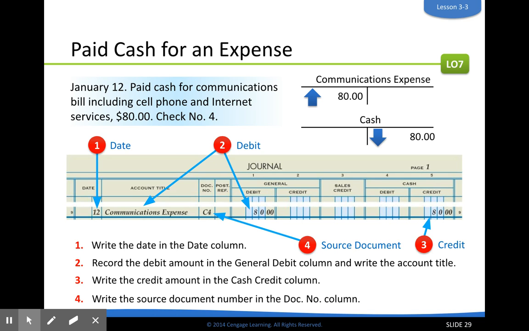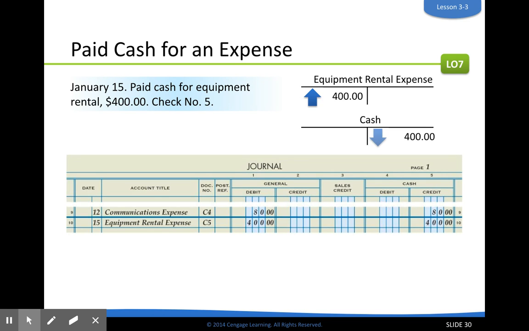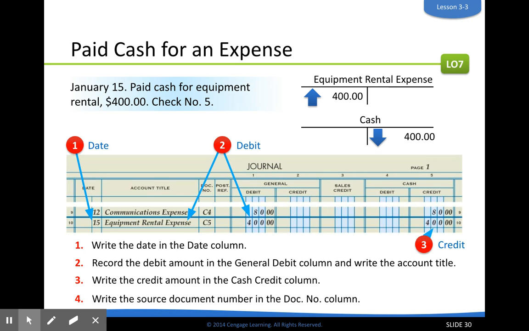Our next slide is going to look just the same. It's a different expense, equipment rental instead of communications, but it doesn't change. Our expenses are still debited, and we're still crediting cash. Check number 5. So the source document when we pay cash for an expense is a check because we are writing a check.